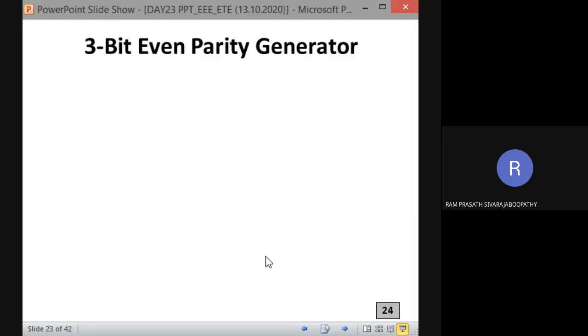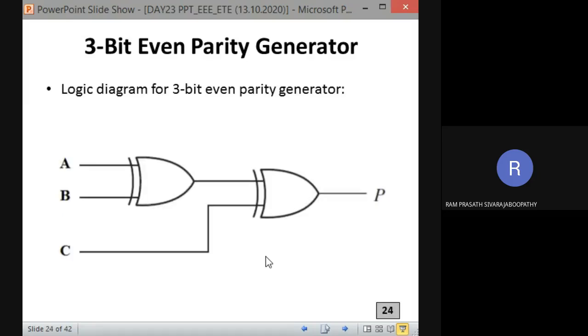Yes. So the circuit looks like this: A XOR B XOR with C. So this is the circuit for the even parity generator. Can you type it in the chat? What about the odd parity generator? Yes, very good. Like that we can also do it, Srihari.